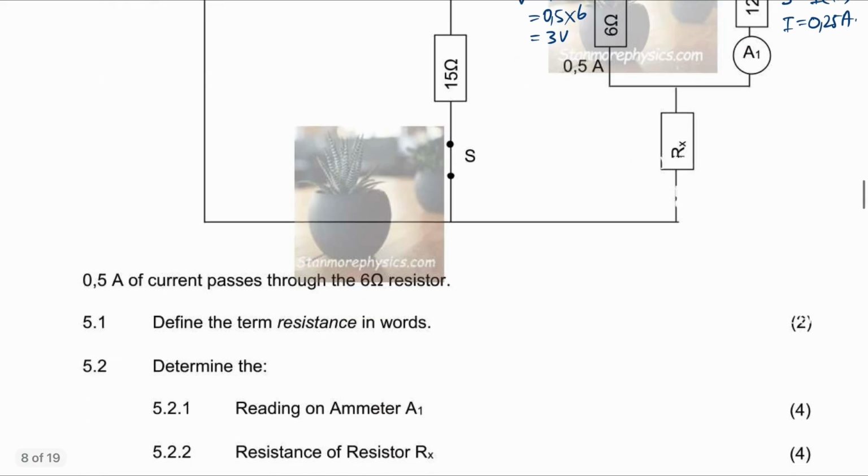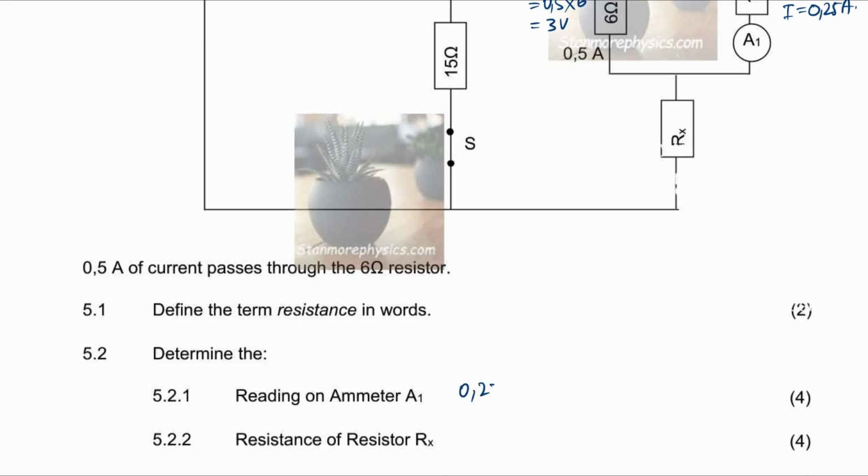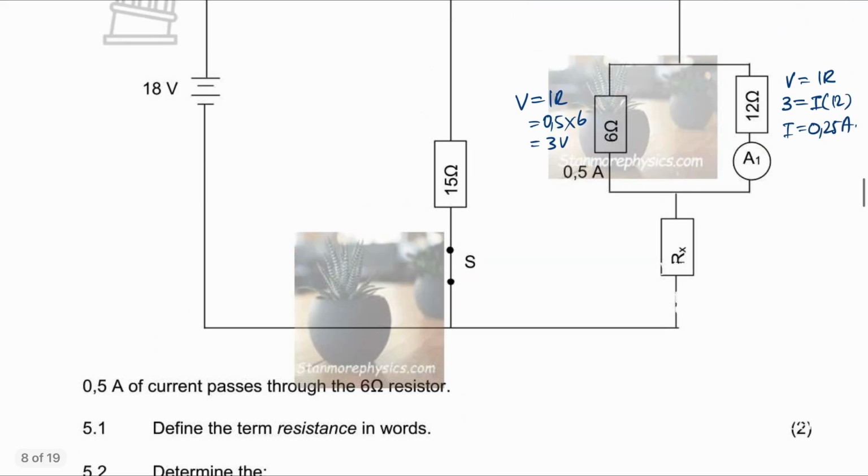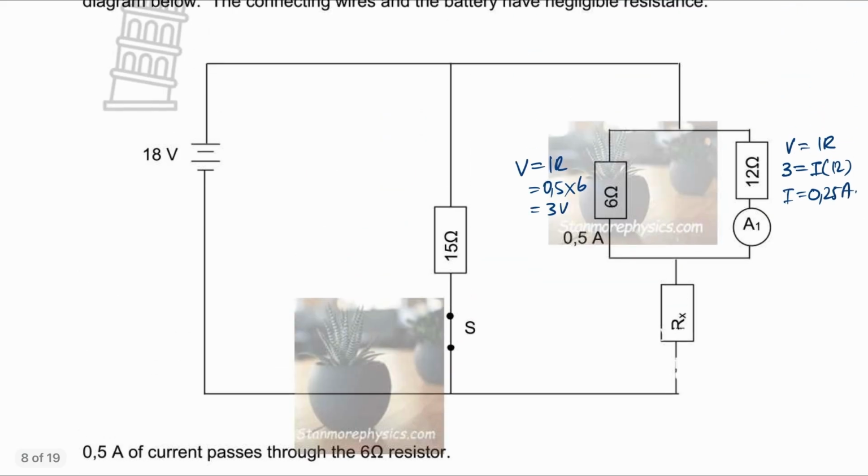So the reading on A1 is going to be 0.25 amperes. You could, of course, use ratios and say that because the 6 ohm is half of the 12 ohm resistor, the current that's going through the 6 ohm resistor will be double, because remember that current takes the path of least resistance.